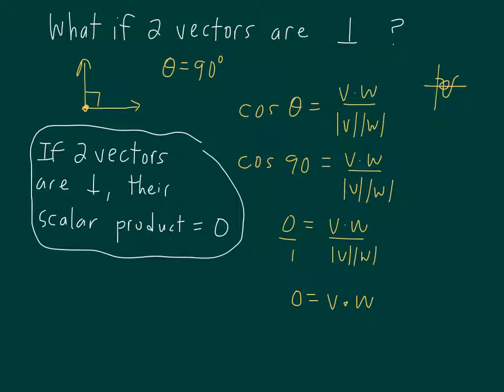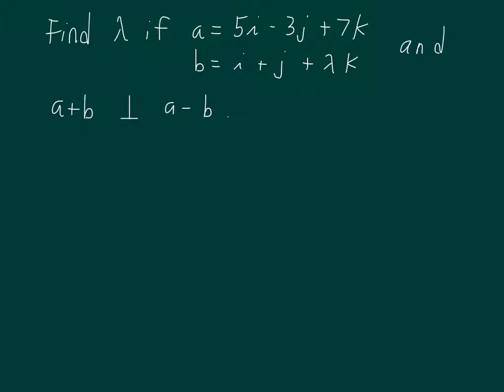Okay, so if two vectors are perpendicular, we know with complete certainty that their scalar product is going to end up being 0. Now, let's look at an example where we apply this. Take a moment and copy this down. We're looking to find this symbol lambda. Lambda shows up right here in this b vector. It's just a coefficient, whatever the z component is for this b vector. So we have these two vectors given to us for a and b, and we're told that a plus b is perpendicular to a minus b.